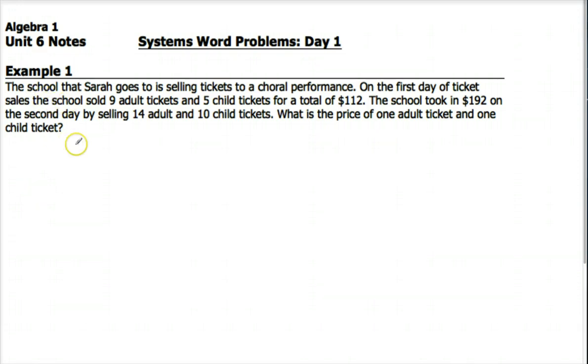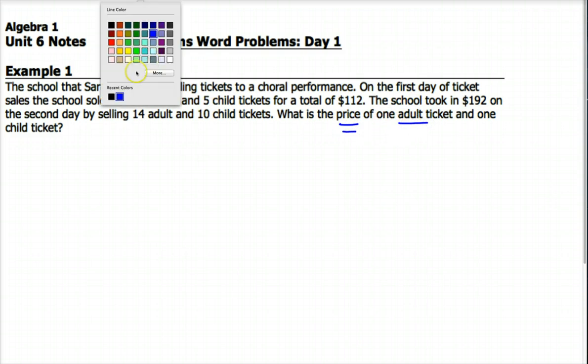So in this first word problem, we have the school that Sarah goes to is selling tickets to a choral performance. On the first day, ticket sales are 9 adult tickets and 5 child tickets for a total of $112, and the school took in $192 on the second day by selling 14 adult tickets and 10 child tickets. And we want to know what is the price of 1 adult ticket and 1 child ticket.